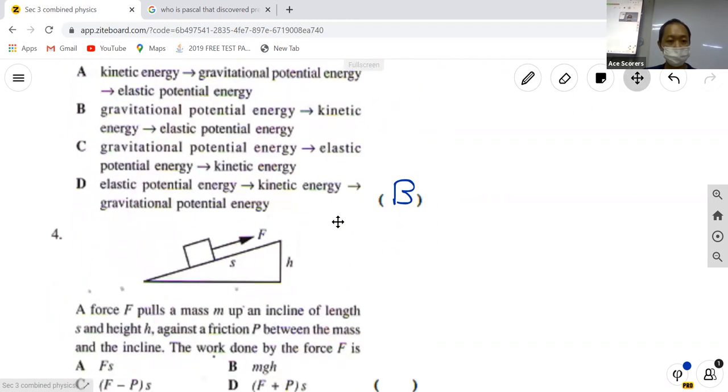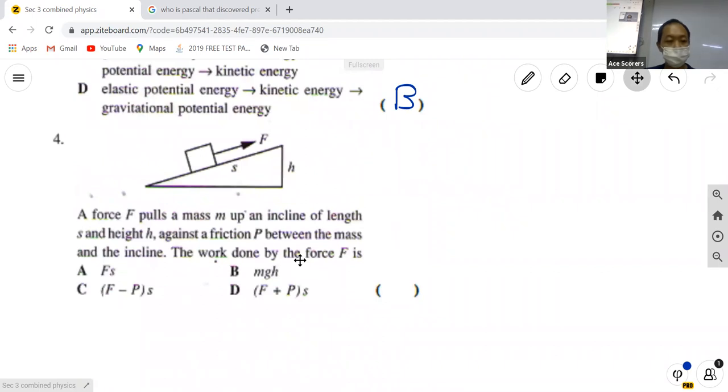Six, one, four. C. Where was this? P minus F minus P times S. What's P? Friction. Okay, so a force F pulls a mass M up an incline of length S and height H against the friction P. What's the work done by the force? Okay, the answer is A.